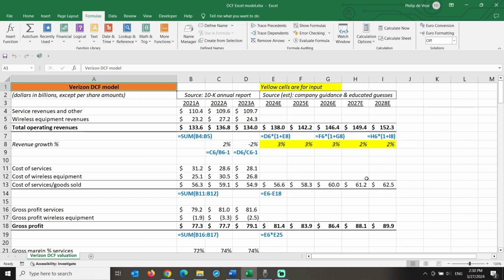How to build a discounted cash flow model in Excel. Let me walk you through the DCF model that I built for a valuation of US telecom company Verizon. I hope it provides you with insights into the practical side of doing a DCF valuation.